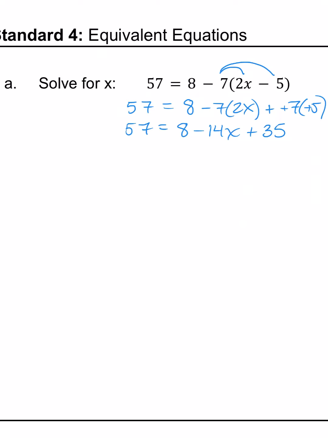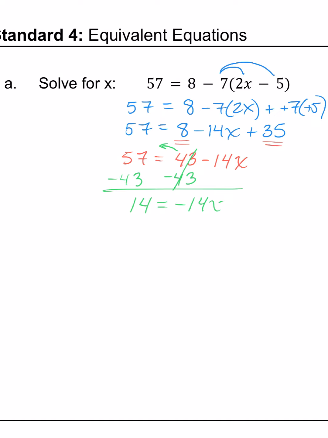All right, now the next step is we could combine like terms. 8 plus 35 is equal to 43, and I still have that minus 14x. Now we want to get the x all by itself, so I want to move this constant term to the left, and in order to do that, I need to subtract 43 from both sides to make this go away. Okay, 57 minus 43, that's going to be 14. Okay, 14 equals negative 14x.